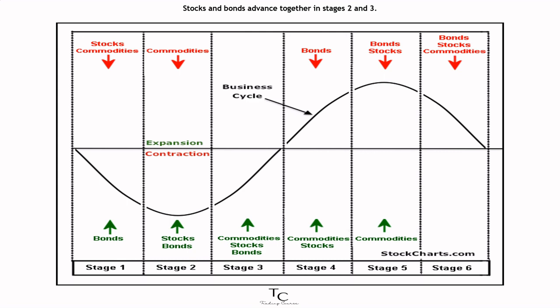Stocks and bonds advance together in stages 2 and 3. Similarly, both decline in stages 5 and 6. This would not be the case in a deflationary environment, when bonds and stocks would move in opposite directions.